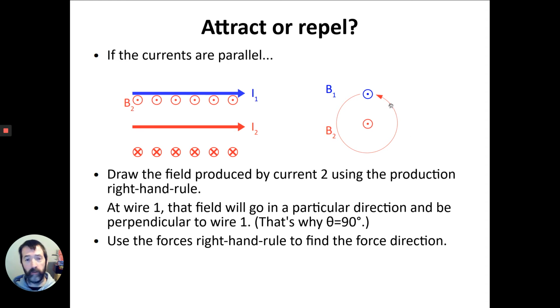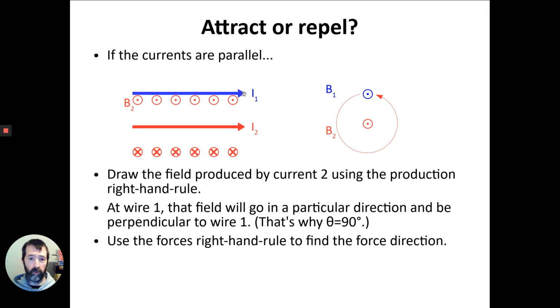So here the currents are coming out of the screen. And if current 2 is coming out of the screen, I know that the magnetic field produced by it makes this counterclockwise circle. And all of that you can figure out with the first right-hand rule, the production rule, where you let your thumb be the current. So current 1 is flowing to the right through a magnetic field that comes out of the screen.